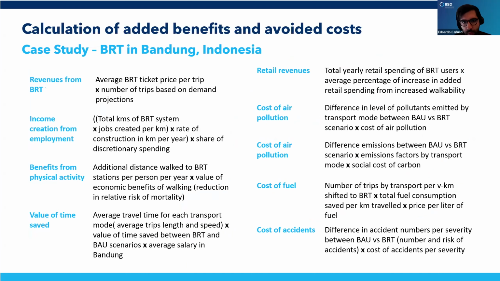Then what we do is to actually calculate added benefits and avoided costs. So we monetize these indicators, and the monetization of avoided costs and benefits depends a lot on data availability and also on the type of externalities that we analyze. For this process, we used market and non-market valuation methods. To give an example, if we consider cost of fuel, which is also presented in this slide, we calculate the number of trips by transport per kilometers that are shifted to the BRT. We consider the total fuel consumption saved per kilometer traveled and the market price for liter of fuel.